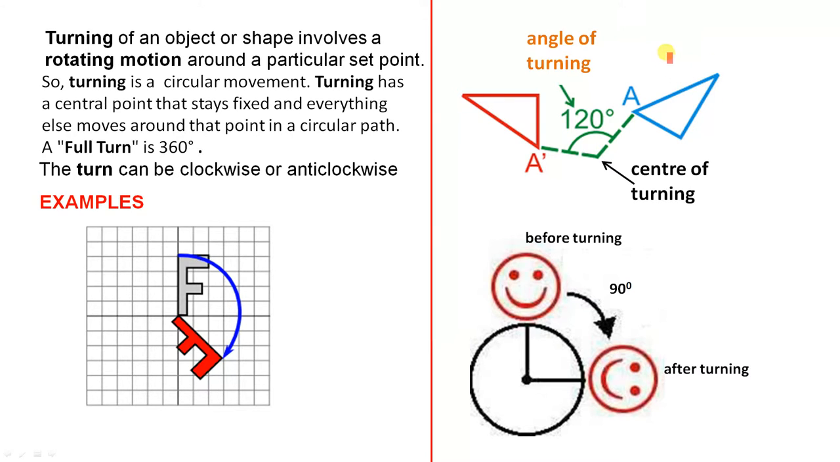The blue triangle has been turned in that direction, which is anti-clockwise. It's been turned through 120 degrees, and there's the fixed point. The smiley face has been turned in that direction, as you can see, 90 degrees, and that is clockwise, and there's the fixed point.